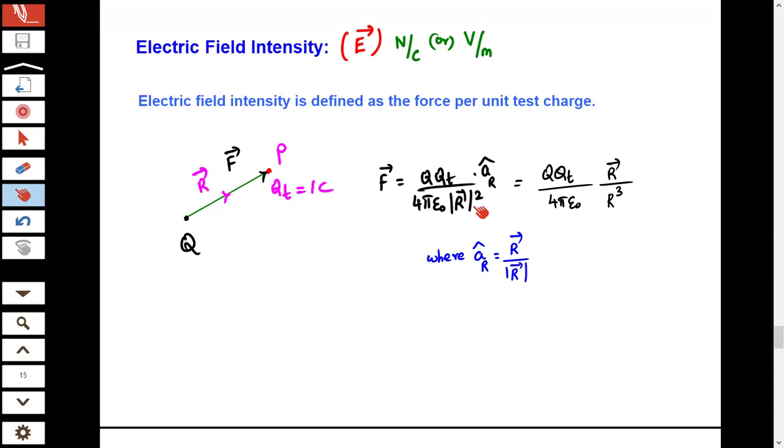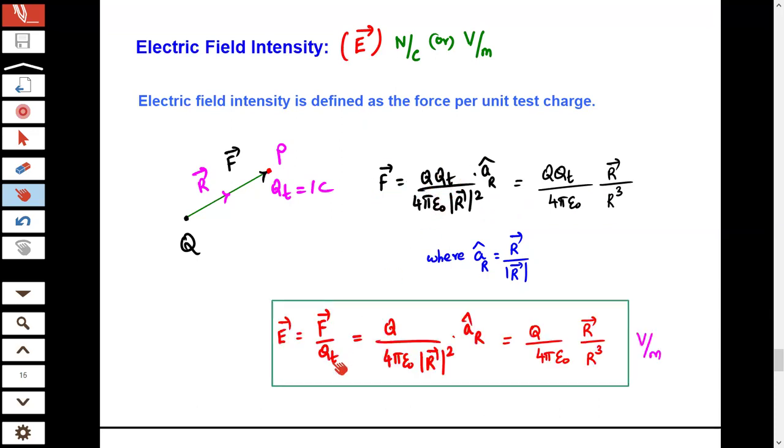The electric field intensity measure is the force per unit test charge. If I consider force per unit test charge, then the expression for electric field intensity due to this point charge can be obtained, that is q by 4 pi epsilon r square into the direction vector ar. The unit of electric field intensity can be found from this ratio, force per unit charge, which gives the unit as Newton per Coulomb, or the practical unit of measurement of electric field intensity is volt per meter, which we will use in the course always.